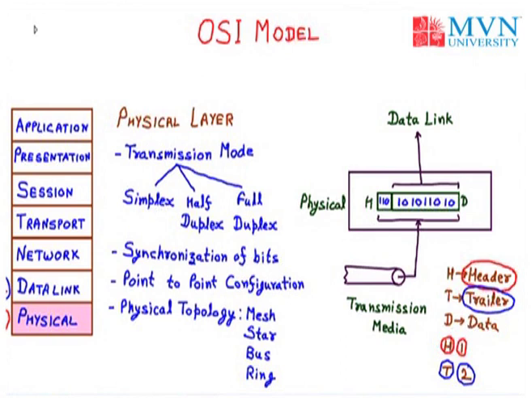Now if I am talking about D5, then D stands for data and 5 stands for session layer. So that is all about the various representations which we have discussed in the physical layer. We will discuss all these representations in further layers.